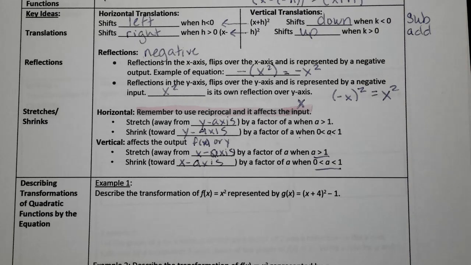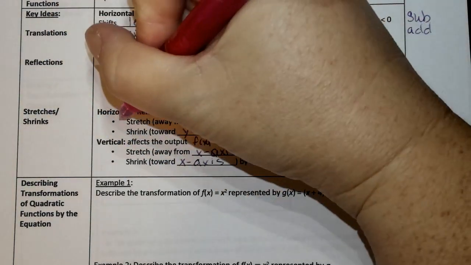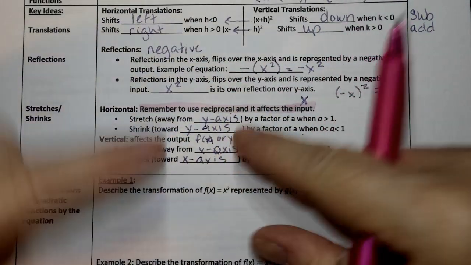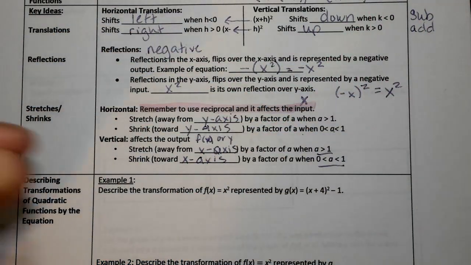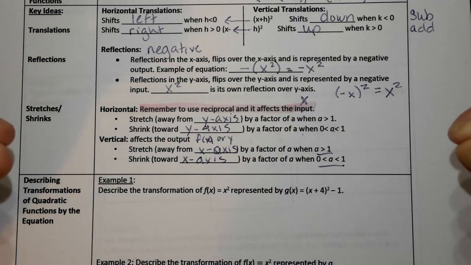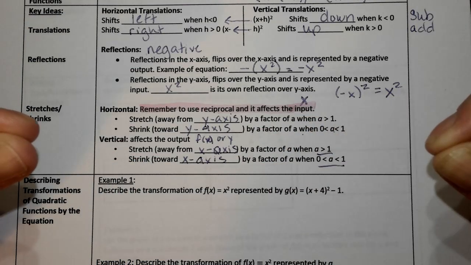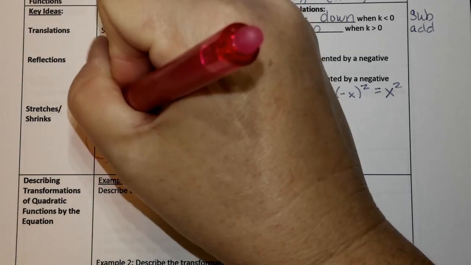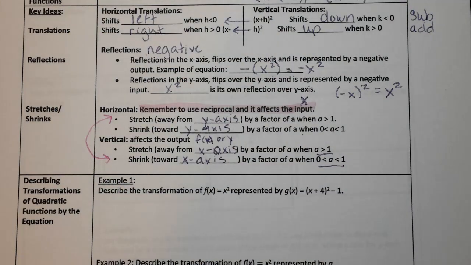So I do want to point something out, and if you want to talk about this in class, let me know, because a horizontal stretch, it's pulling it away from the y-axis, so it's stretching it this way, right? That looks the same as a vertical shrink. So visually, these two look the same. A vertical stretch and a horizontal shrink visually look the same.